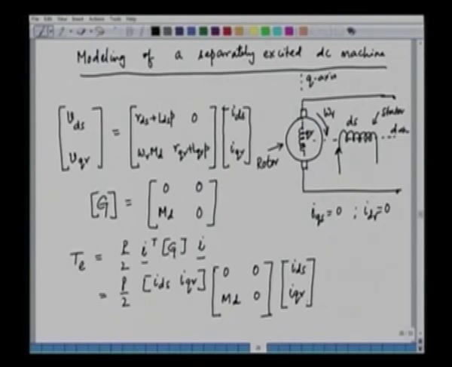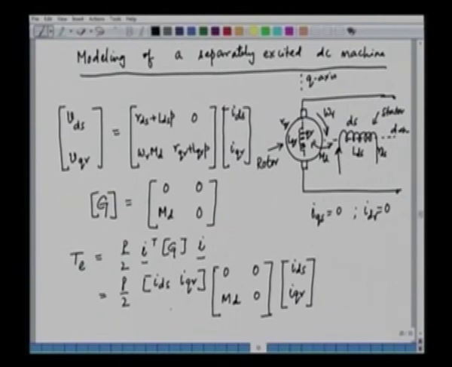And if we do this, MD is the mutual inductance between the stator d axis and the rotor d axis. This is actually MD. And LDS is the self inductance of the stator. LDR, LQR is the self inductance of the rotor. So these are the various inductances here. Similarly, the resistance of the stator winding is RDS, and the resistance of the rotor q axis winding is RQR. So these are the various parameters of the machine which are given here.